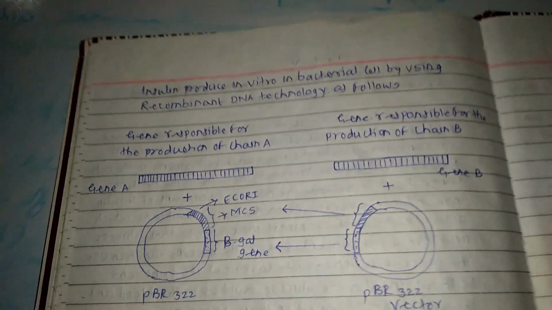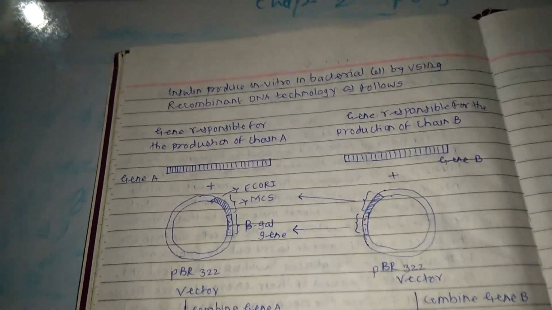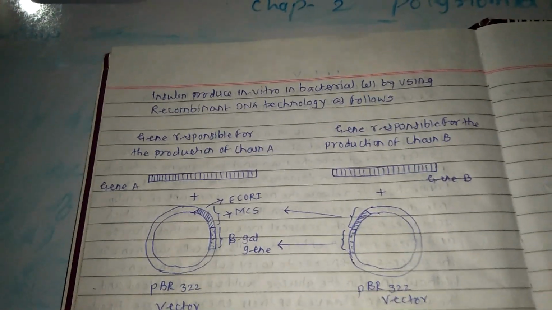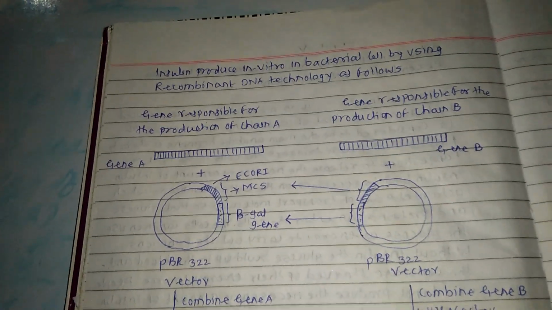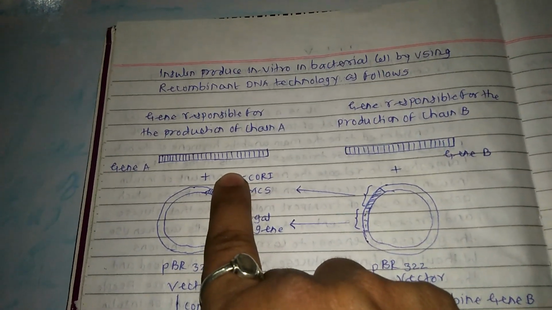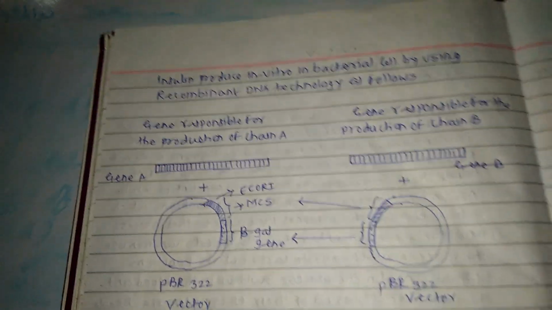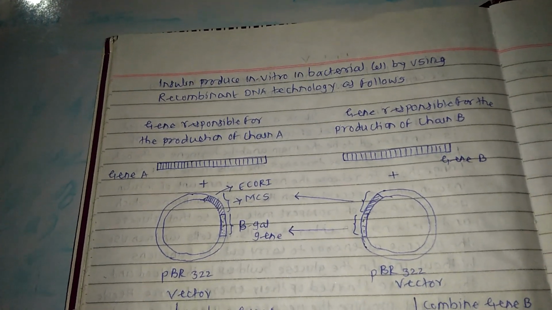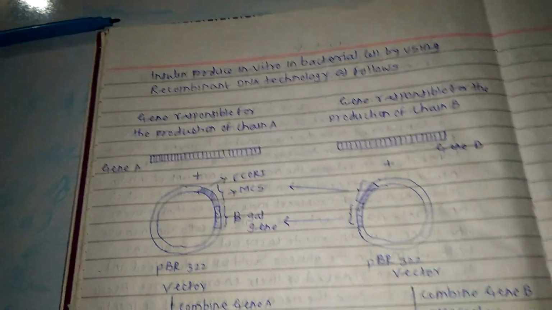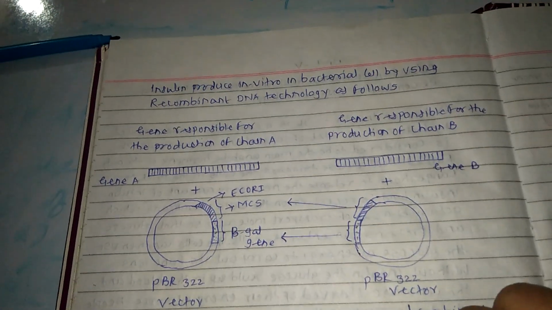Now for that, you know that this insulin is produced in a bacterial cell, that is the E. coli cell. In E. coli cell, this insulin is produced. Again, you know that insulin is nothing but a protein, hence for the production of insulin, DNA is responsible. What happens here is that the two polypeptide chains, chain A and chain B, are separately produced in a bacterial cell.